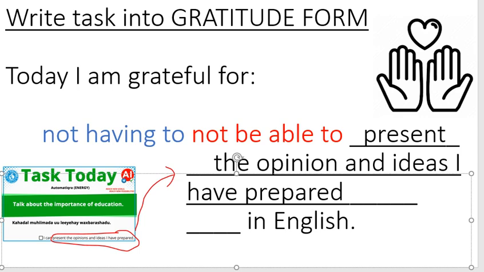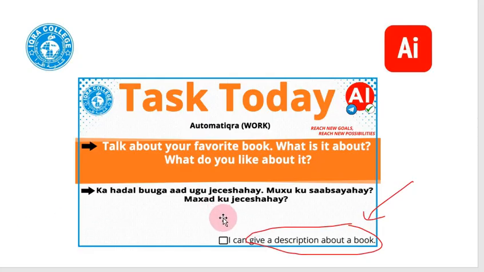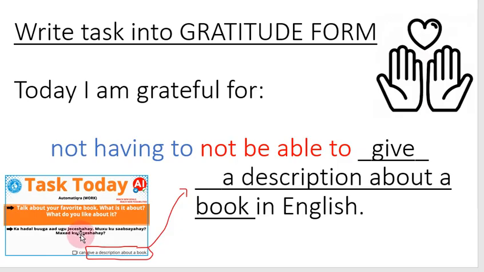For intermediate level, for example, this task says, talk about your favorite book. What is it about? What do you like about it? It says, okay, I can give a description about a book. So when you talk about your favorite book in the group and you record your voice, you are acknowledging that you can do this. Some people cannot do this. So take this little statement after the I can, give a description about a book, and put it in here. Today, I'm grateful to be able to give a description about a book in English.